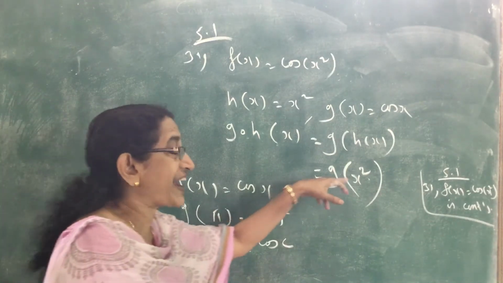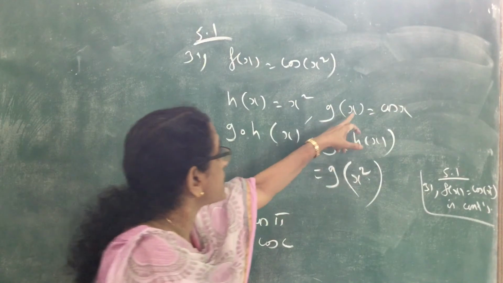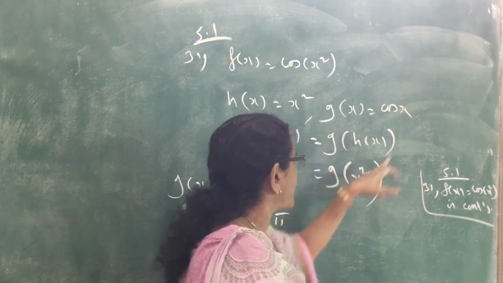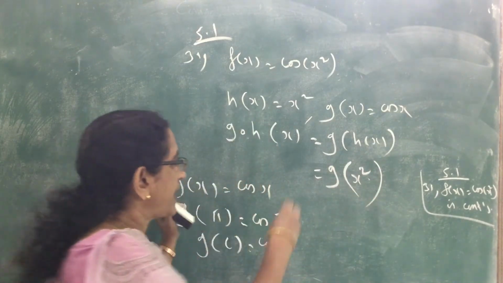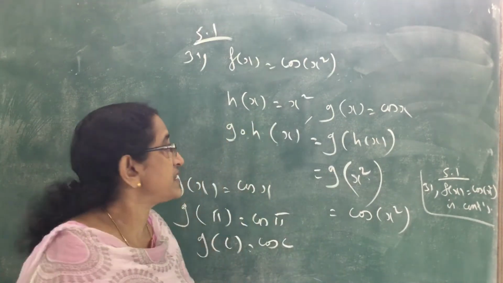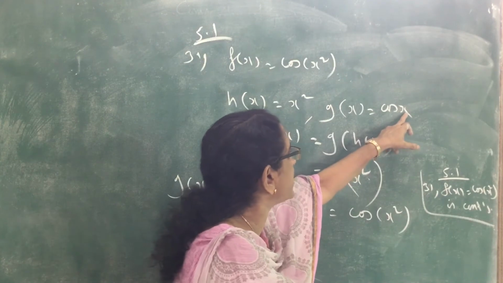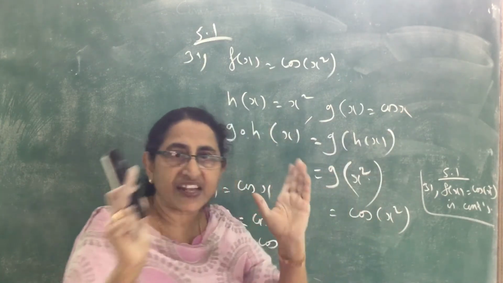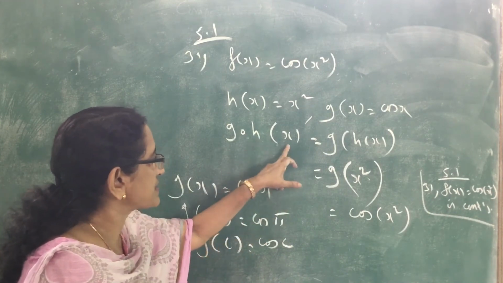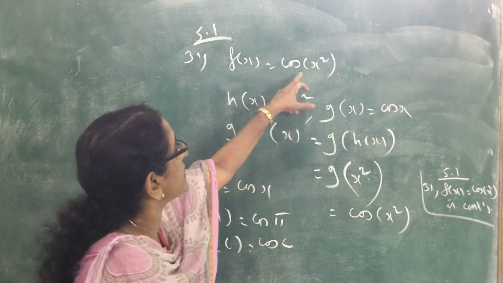So what is g of x square? g of x is cos x. In the place of x here it is x square. So in the answer also in the place of x we have to write x square. So that is equal to cos x square. Just replace x by x square. So what we got? g composite h of x equal to g of x square, that is equal to cos x square. See, cos x square is the given function.